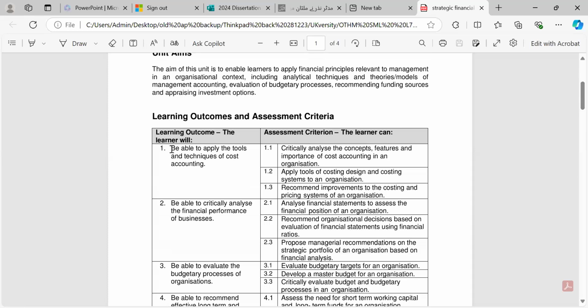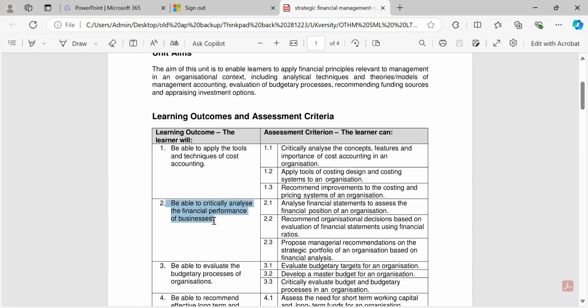So today's first lesson, LO1, which is the first learning outcome, be able to apply the tools and techniques of cost accounting. Cost accounting means management accounting. So we will go through management accounting and costing elements. Those are quite crucial for financial management. So critically analyze the concept and the features, improve the cost accounting in an organization, apply the tools in costing design and costing system, and recommend improvement of the costing pricing for an organization. Really, the matter of how we can improve different costing methods, which we'll discuss.